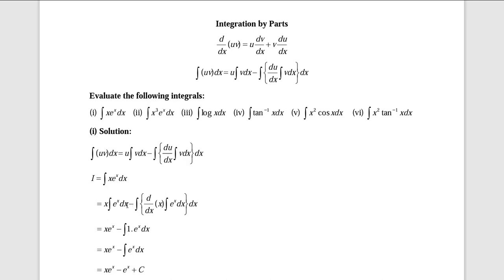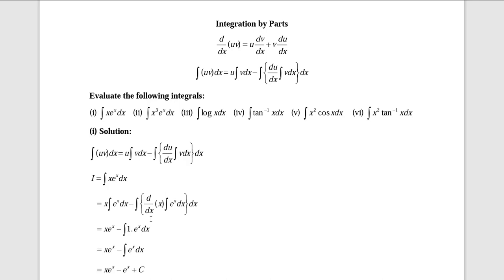Then we have minus whole integration of d dx of x. We know d dx of x gives us 1, so we wrote 1. And integration of e to the power x gives us e to the power x, so we wrote e to the power x. Since it is multiplied by 1, we wrote e to the power x. And the rest of the part remains the same. Integration of e to the power x gives us e to the power x. So our final answer is x e to the power x minus e to the power x plus c. If you want, you can take e to the power x as common here.